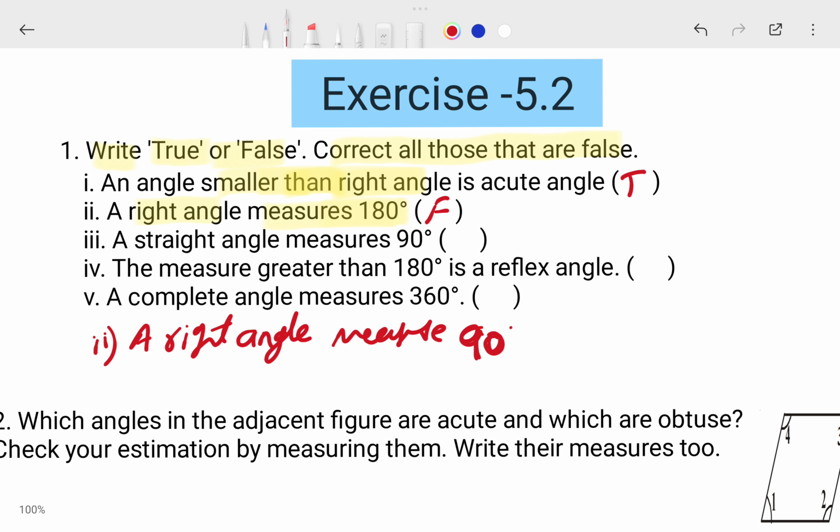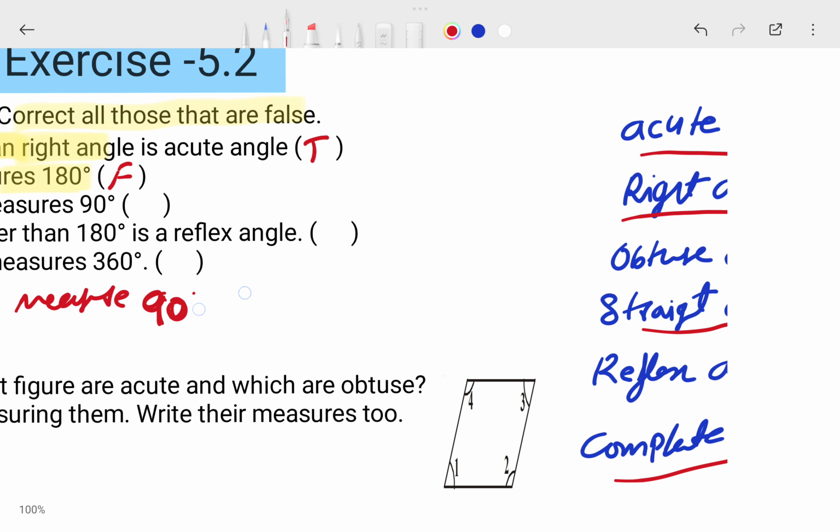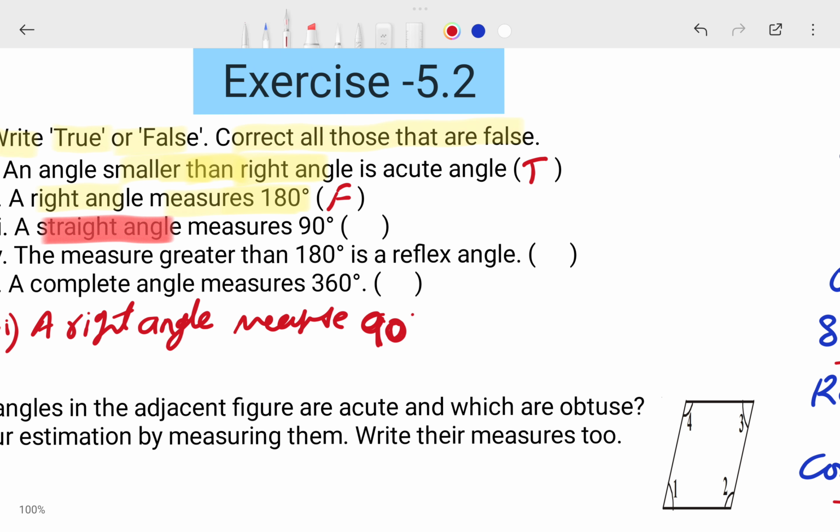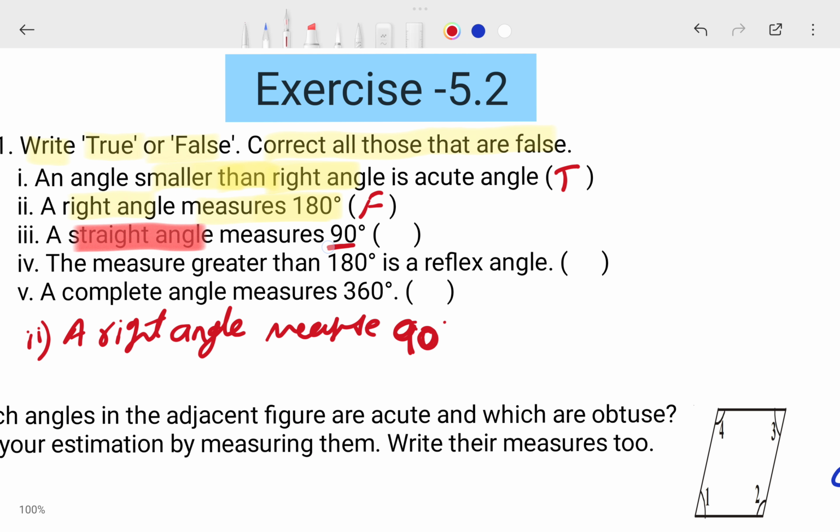Now the third question is telling that a straight angle is measured 90 degree. A straight angle is 180 degree, not 90 degree. You see, this is a straight angle. A straight angle is 180 degree, but here it is telling that a straight angle is 90 degree. No, 90 degree is a right angle. So this is a right angle, and this is a straight angle. A straight angle has to be 180 degree, but 90 degree is given. It means that this statement is also false.